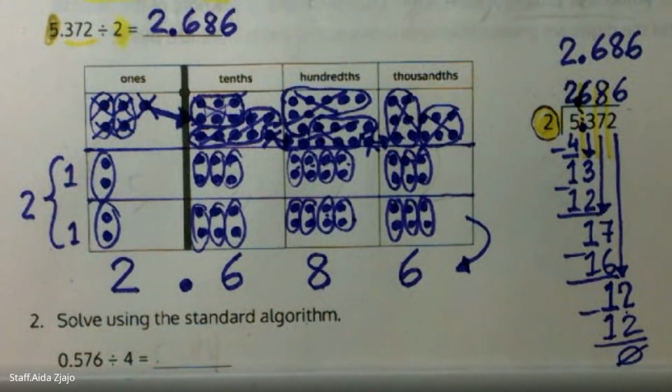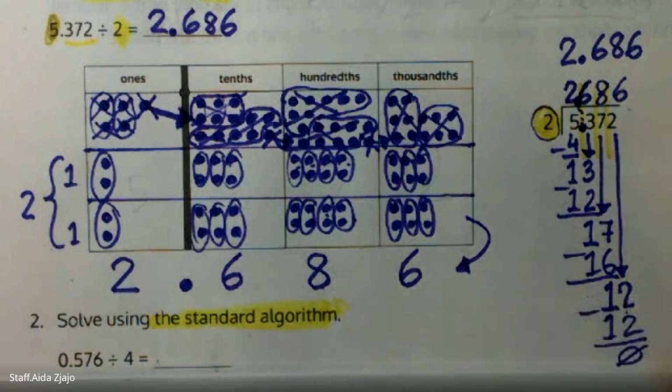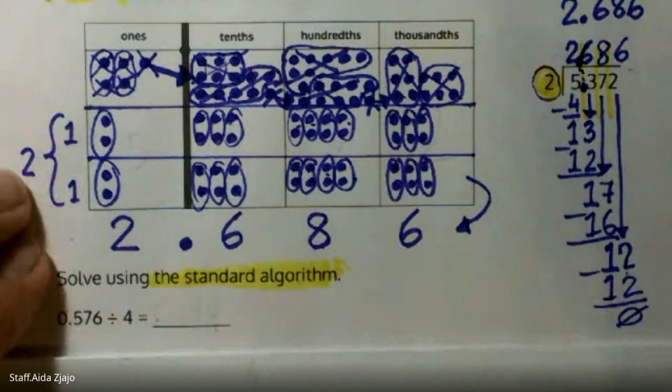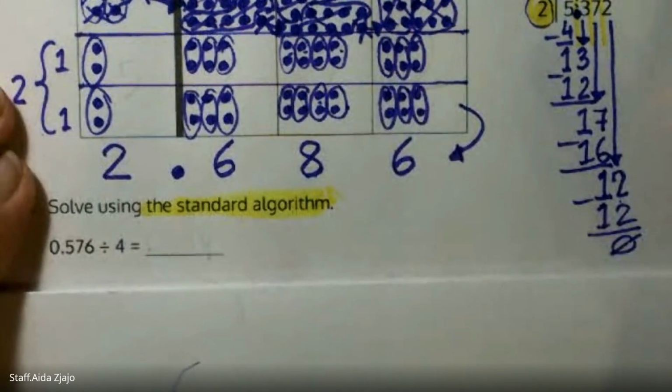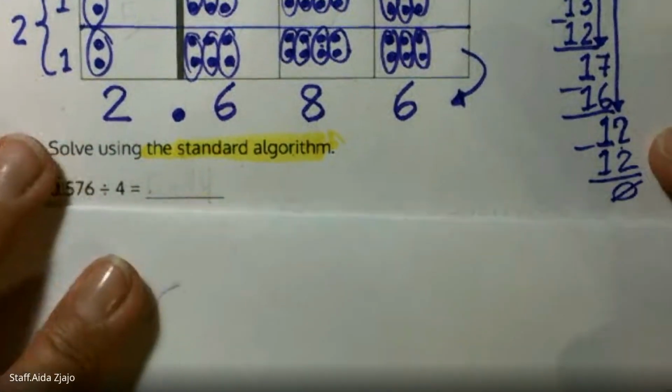Okay, now solve using the standard algorithm. You see how much work you have done on this, but if you remember and try to do the standard algorithm rules, then if you are good at memorizing steps, this will be much quicker to do if you are using a standard algorithm.